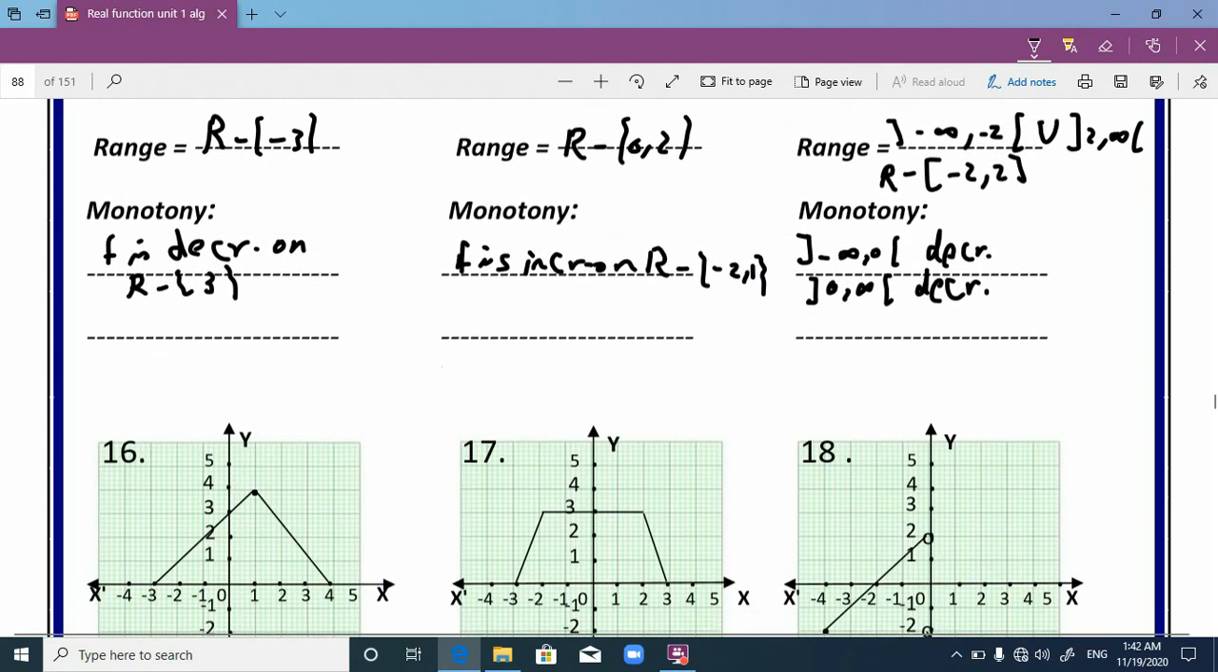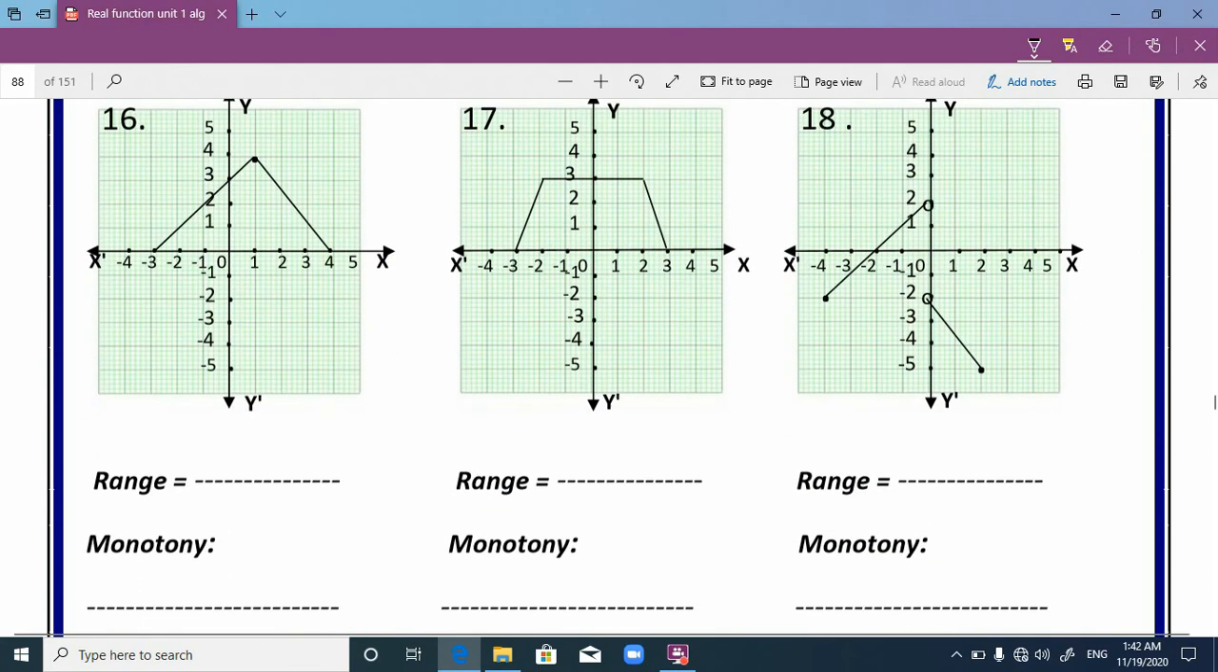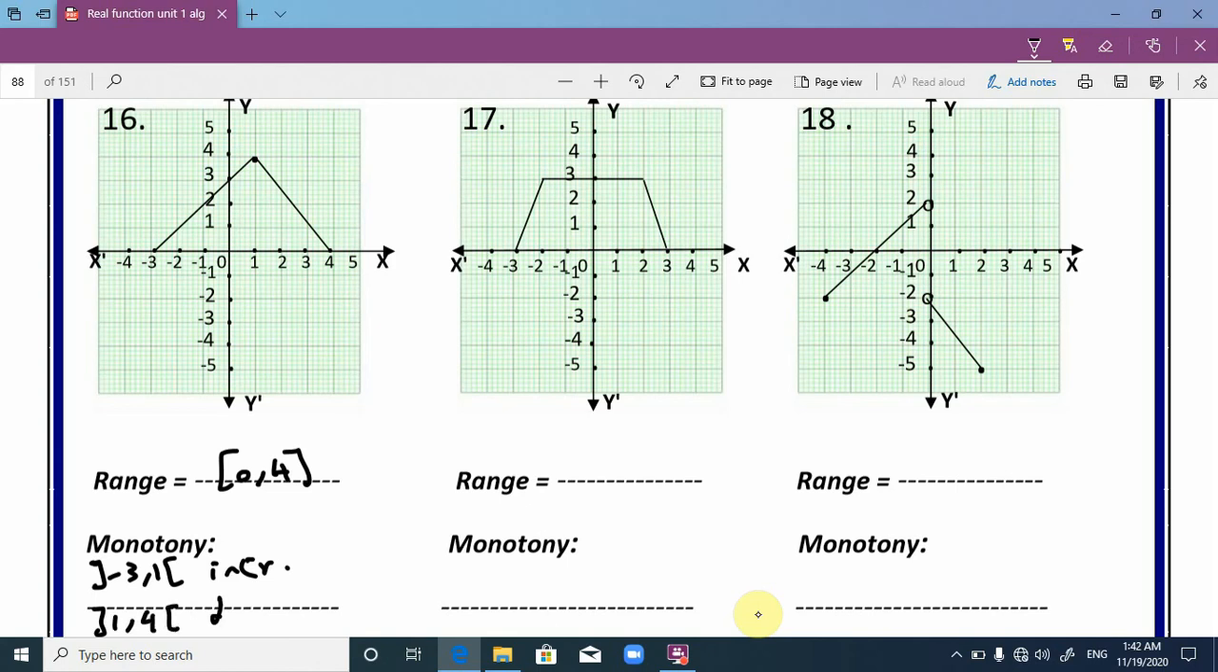Number 16. Here the range is from 0 closed to 4 closed, and we have two intervals: from negative 3 open to 1 open, the f is increasing, and from 1 open to 4 open, the f is decreasing. Here the function is increasing and here the function is decreasing from 1 to 4.